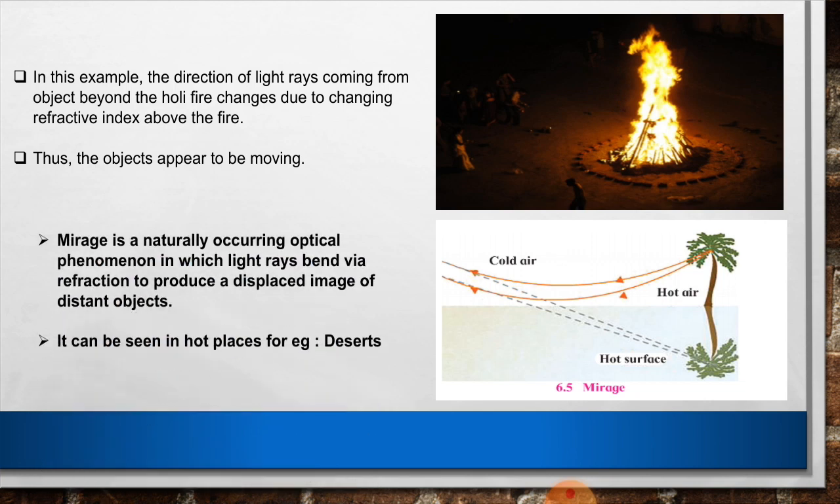So what is a mirage? A mirage is a naturally occurring optical phenomenon in which light rays bend via refraction to produce a displaced image of a distant object. Here the light ray is bending via refraction, to produce another image of the distant object. It can be seen in hot places like a desert, like Rajasthan. So this is all about mirage.